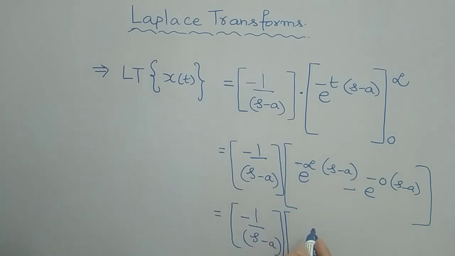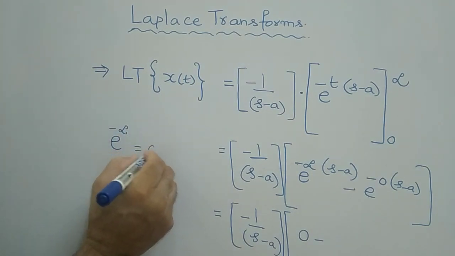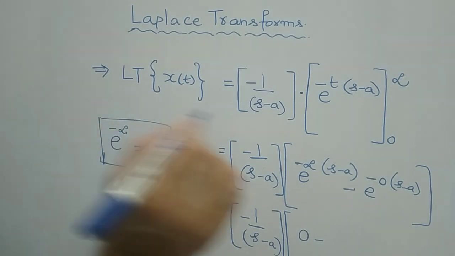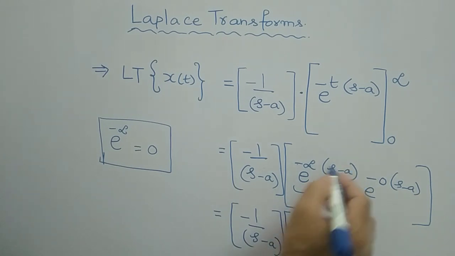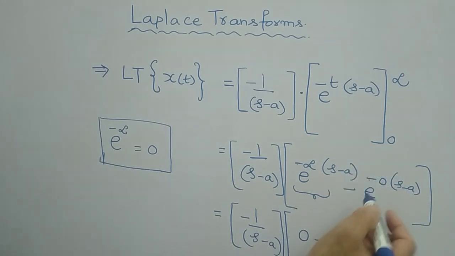E power minus infinity is 0. Remember that, you always remember, e power minus infinity value is 0. Therefore this part becomes 0. Then what is this? E power 0. 0 into something is 0. The 0 is multiplied by minus, it does not affect anything, it will be 0 itself. Therefore everything becomes 0 only. Therefore e power minus 0 or plus 0, whatever it is, it is e power 0 only. And e power 0 is 1.